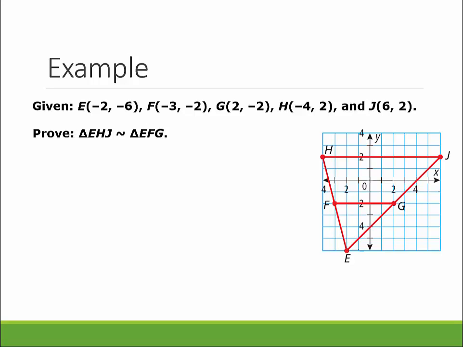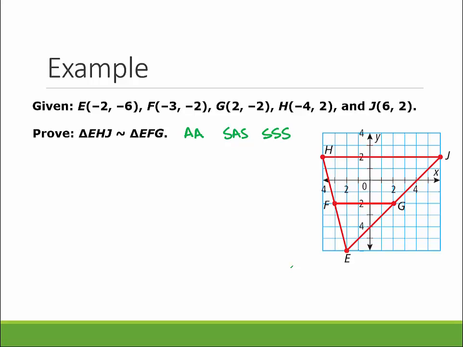So now this is where that coordinate proof part comes in. I give you some points, E, F, G, H, and J, and we need to prove that EHJ, the big triangle, is similar to EFG, the little triangle. So forget about coordinates for a second. The only three ways that we can prove similarity are angle-angle, side-angle-side, and side-side-side.